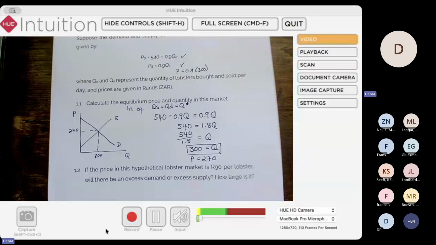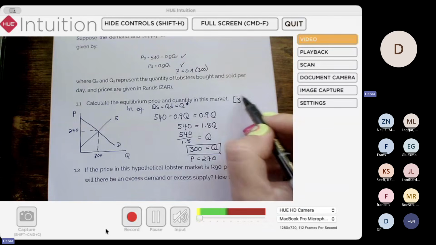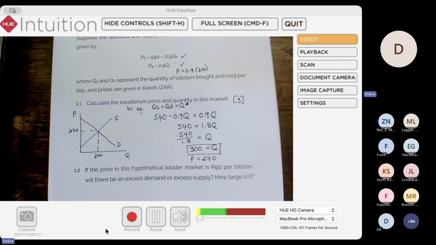So in a test, this would be around 3 marks. Where the marks would be awarded is you would get a mark for calculating the quantity, a mark for calculating the price, and a mark for showing the correct way of getting to these answers, which is to make demand and supply equal.